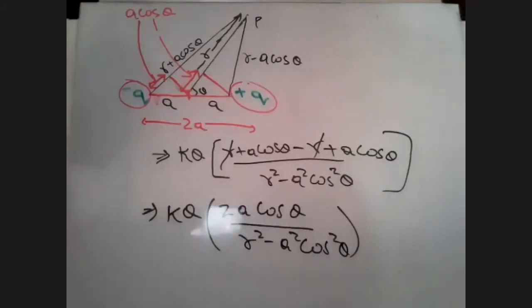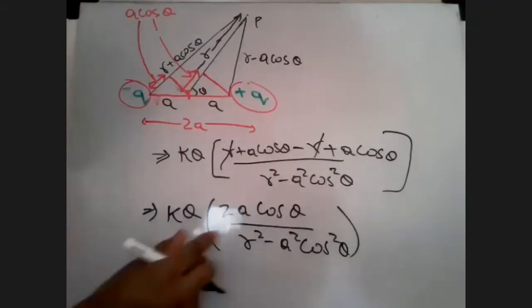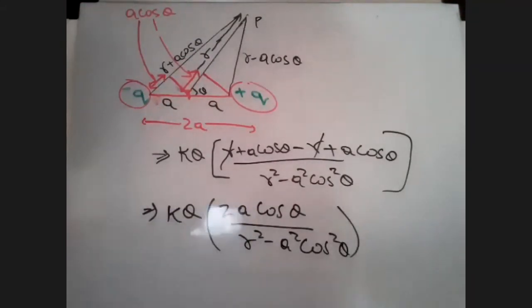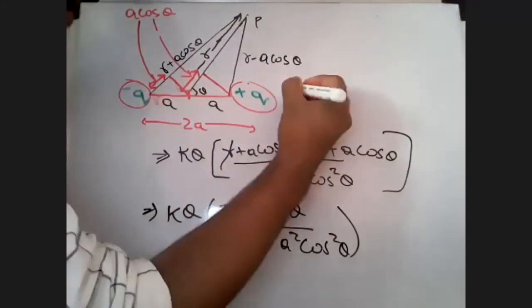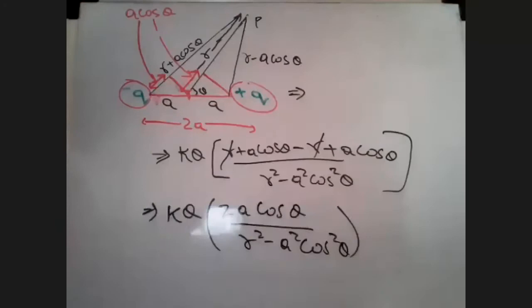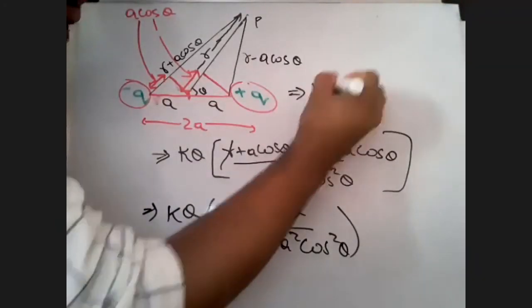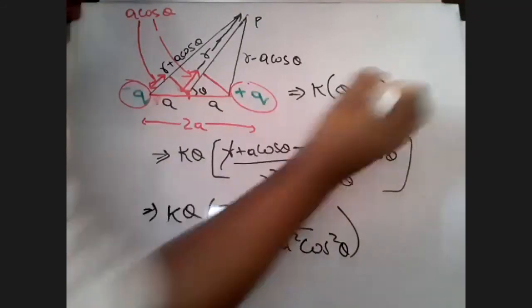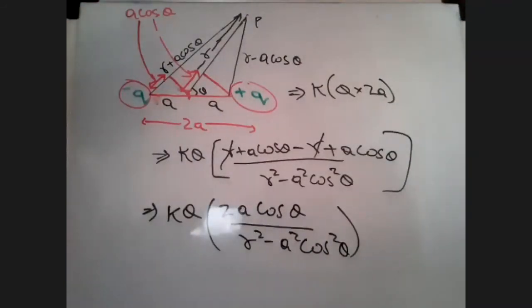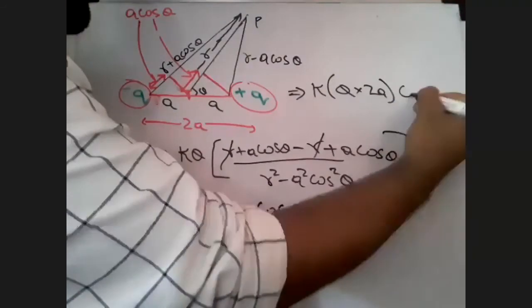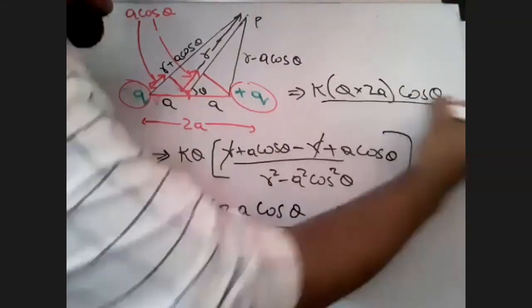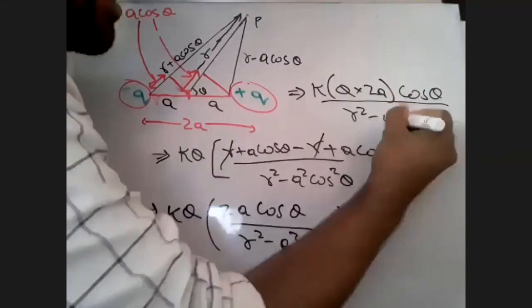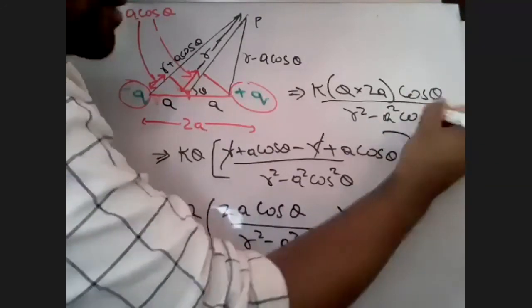Now you all tell me, simple thing, can I just group q and 2a together? No problem, right? I will just group them. So I will write here k, and I'll put them in bracket, q into 2a. What remains? Cos theta upon r square minus a square cos square theta.